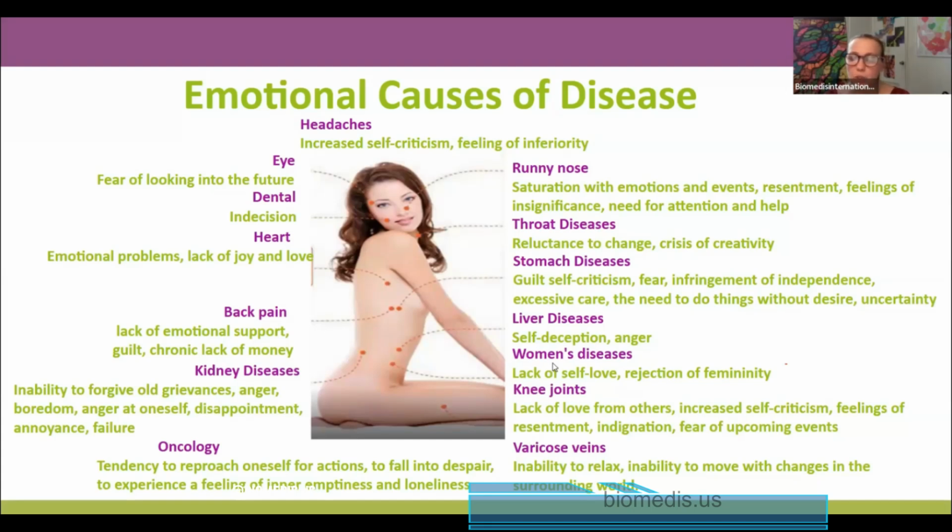Varicose veins, inability to relax, inability to move with changes in the surrounding world. Eyes, fear of looking into the future. Dental, indecision. Heart, some emotional problems, lack of joy and love. Back pain, lack of emotional support, guilt, chronic lack of money. Kidney disease, inability to forgive, anger, disappointment, annoyance, failure. And oncology is a tendency to reproach oneself for actions, to fall into despair, to experience a feeling of inner emptiness and loneliness, or lack of self-love.